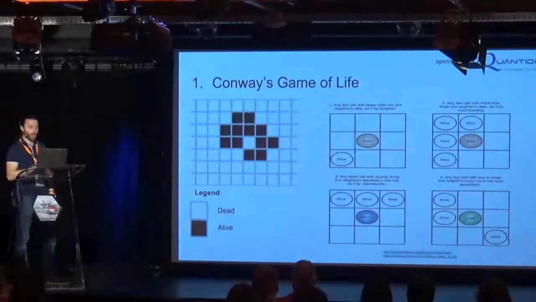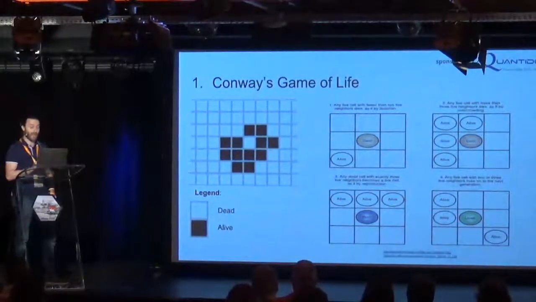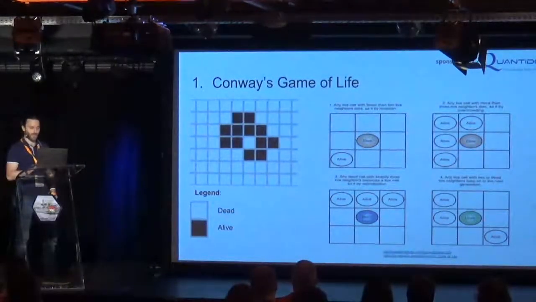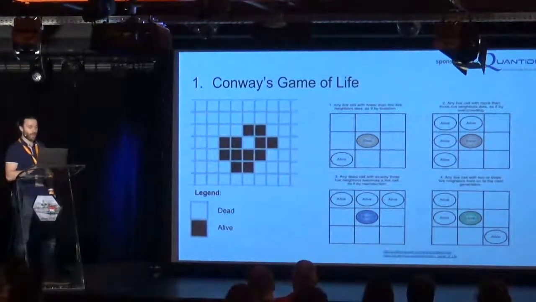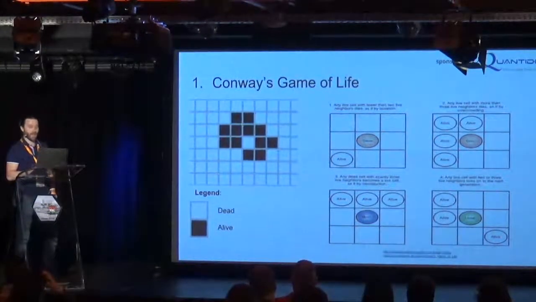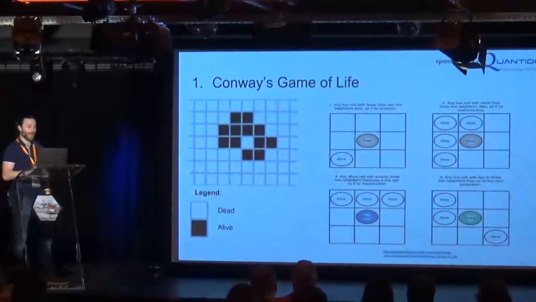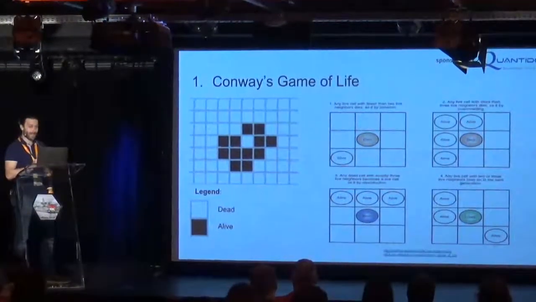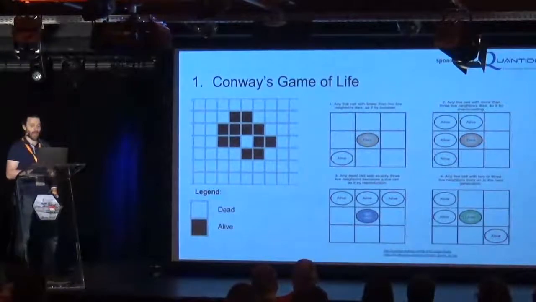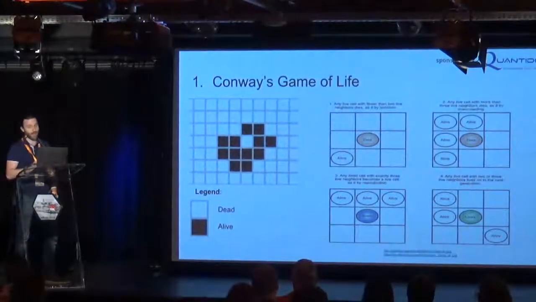Any live cell with 2 or 3 live neighbors survives to the next generation. Any live cell with more than 3 live neighbors dies, as if by overpopulation. Any dead cell with exactly 3 live neighbors becomes a live cell, as if by reproduction.